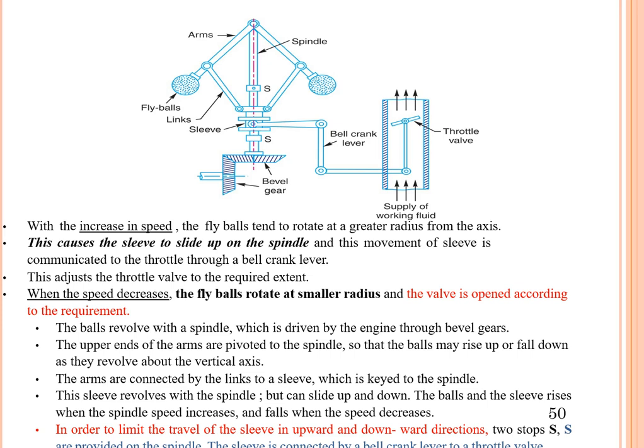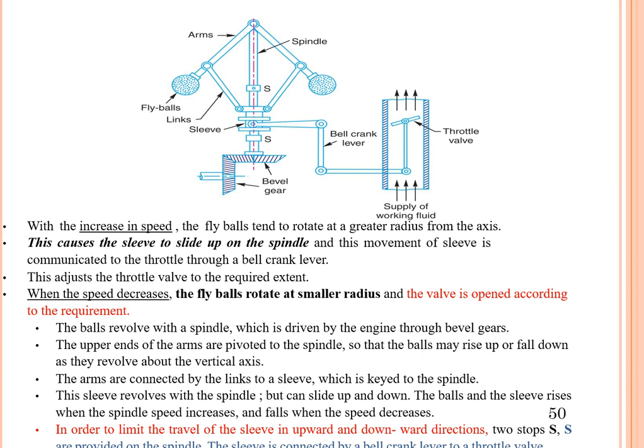There will be a bevel gear transmitting the drive. There will be a bell crank lever attached to the sleeve so that it controls the throttle valve. The sleeve movement helps the bell crank lever to admit fuel into the automobile system or to the carburetor, so that the fuel goes on for further processing. When the speed decreases, the fly balls rotate at a smaller radius and the valve is opened according to the requirement.